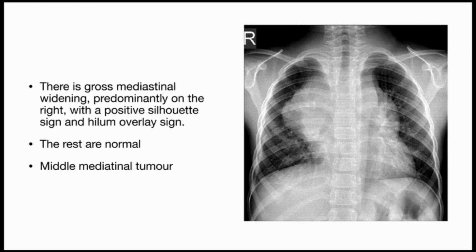So in this case, we can describe this one as there is gross mediastinal widening, predominantly on the right side, with positive silhouette sign and a positive hilum overlay sign. This means that probably this lesion is in the anterior or middle mediastinum, because of the positive silhouette sign. And then of course the middle mediastinum, these tumors or locations can reduce the differential diagnosis. Things are never complete nowadays without a CT scan, so this is a patient who would benefit from a CT scan.